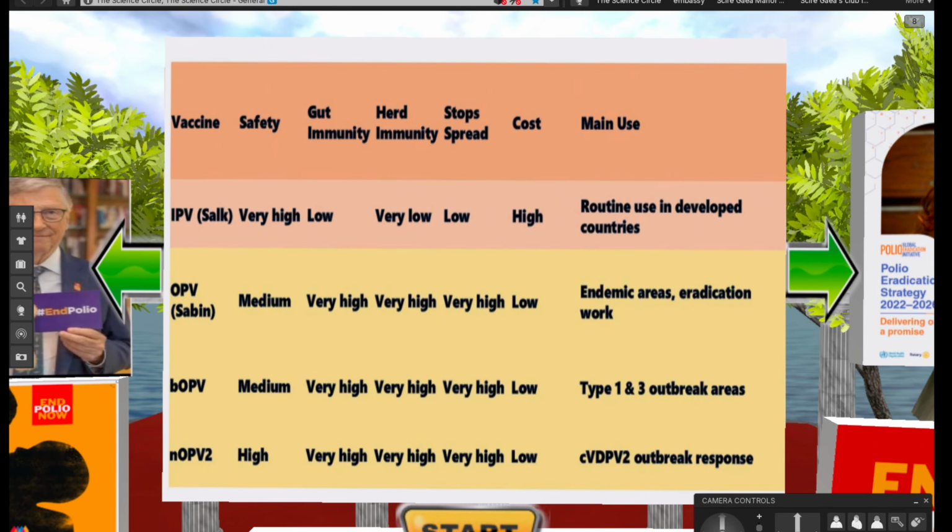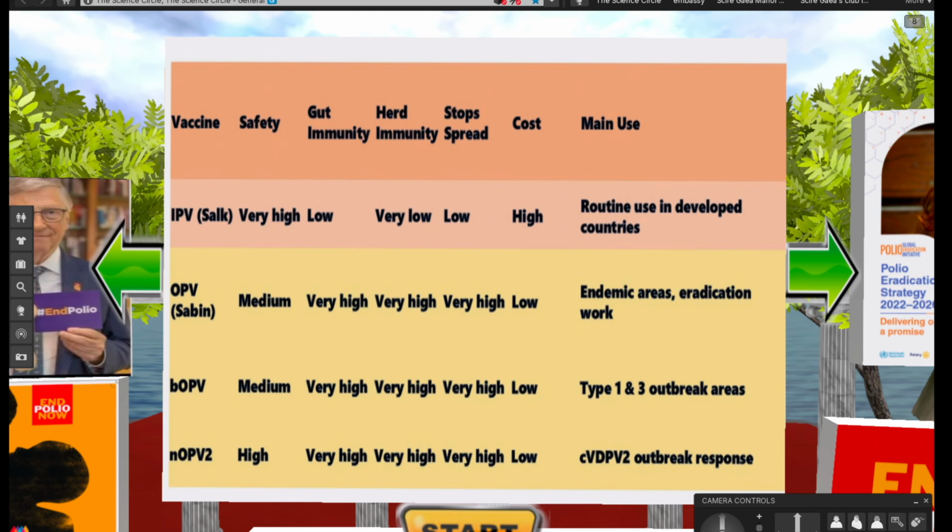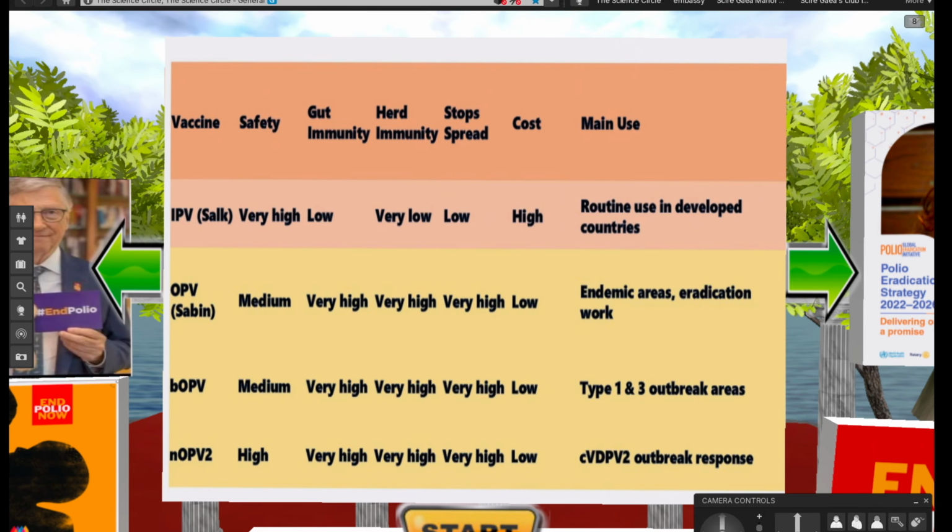Eradicating polio requires using each vaccine strategically, in the right place and at the right time.